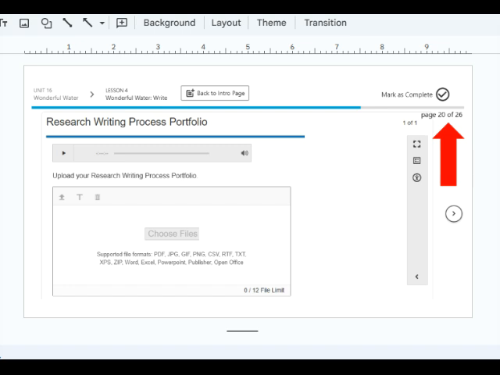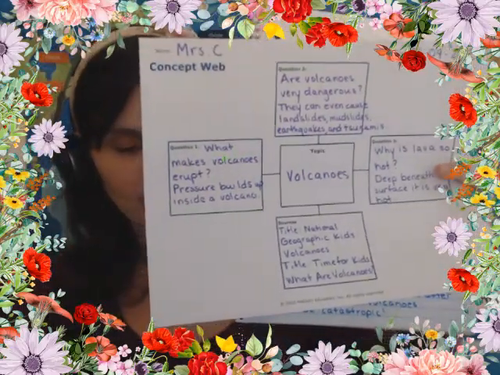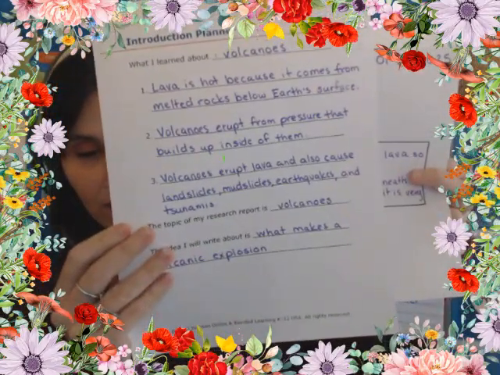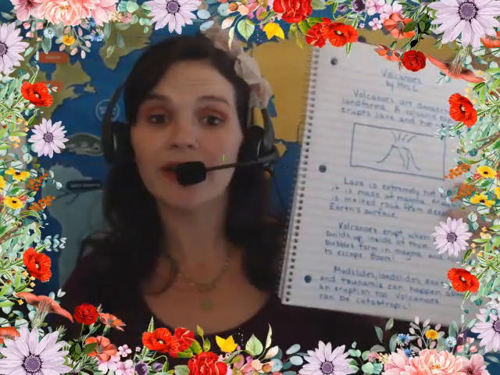So right here, this is page 20 of Unit 16, Lesson 4. This is where you're going to upload your first draft, right? You have your planning page. Sometimes you might use your planning page as your first draft. That's okay if you do. You're also going to make sure that you have your published final draft as well.